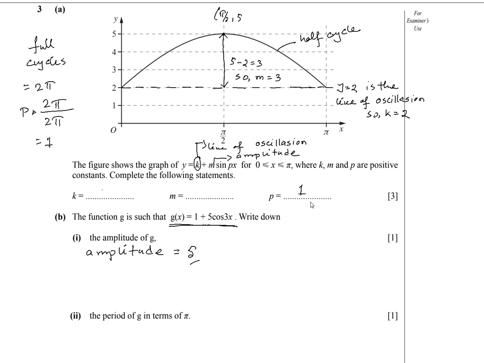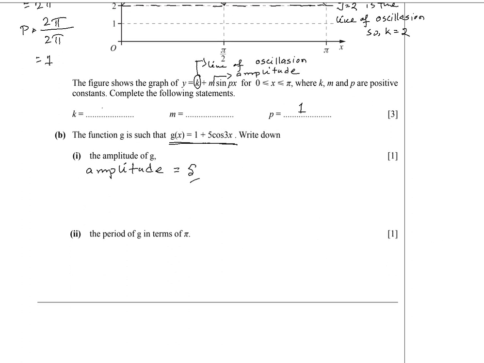Now let's try to find the period of g in terms of pi. The period of a cos curve is 2 pi, and the new period is defined as the usual period, that is 2 pi, divided by the coefficient of x, which is 3. So the period of the function g is 2 pi over 3, which is in terms of pi.